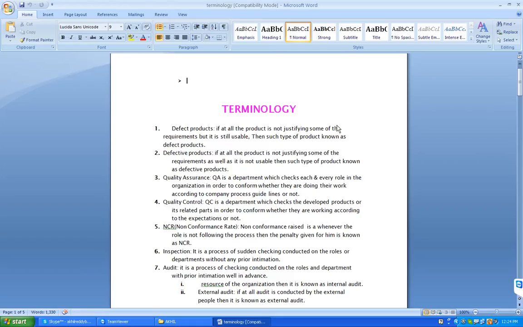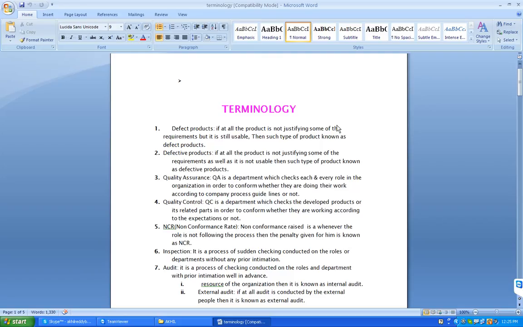If the product is not satisfying some of the requirements but is still usable, then such a defect is known as a defective product. It is not satisfying some of the requirements, but we can use that product. Next, if the product is not satisfying some of the requirements and is also not usable, not satisfying the customer requirements and not usable, such a type of defect is known as a defective product.